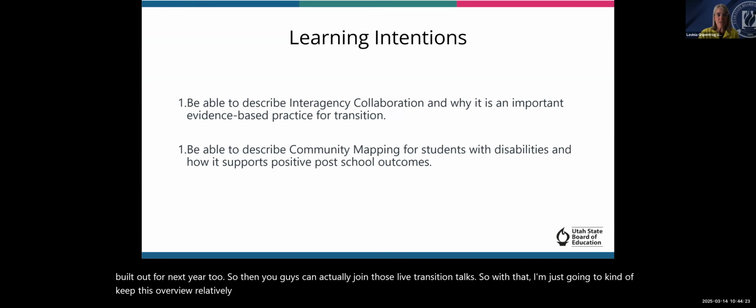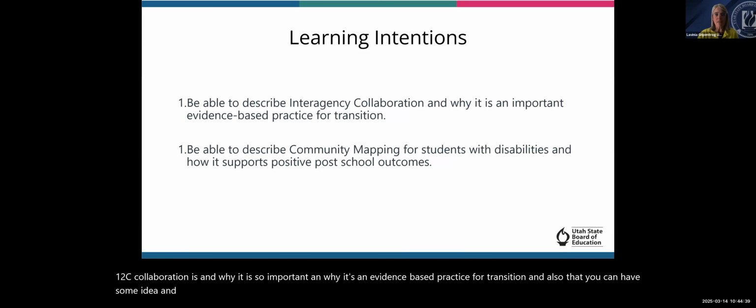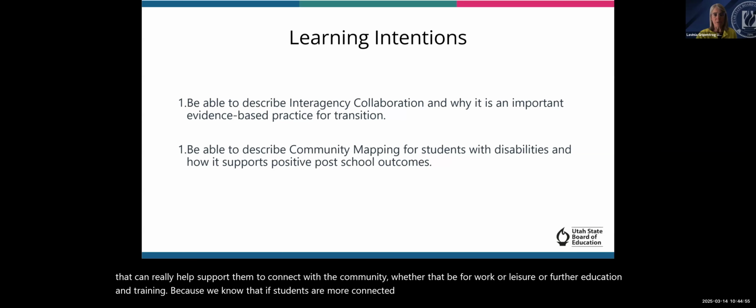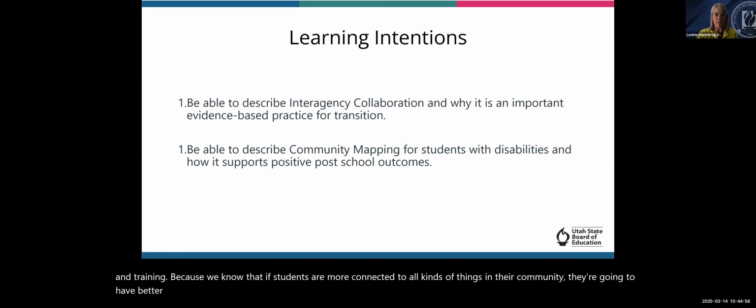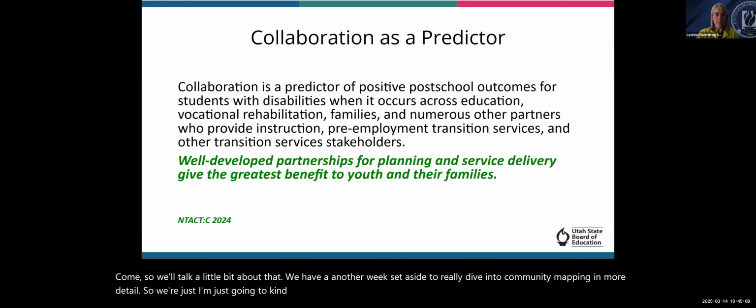Our learning intentions for this week really are for you to be able to describe what interagency collaboration is, why it is so important, and why it's an evidence-based practice for transition. And also that you can describe this concept of community mapping for students with disabilities and how that can really help support them to connect with the community, whether that be for work or leisure or further education and training, because we know that if students are more connected to all kinds of things in their community, they're going to have better post-school outcomes. So we'll talk a little bit about that. We have another week set aside to really dive into community mapping in more detail, so I'm just going to touch upon it this week.